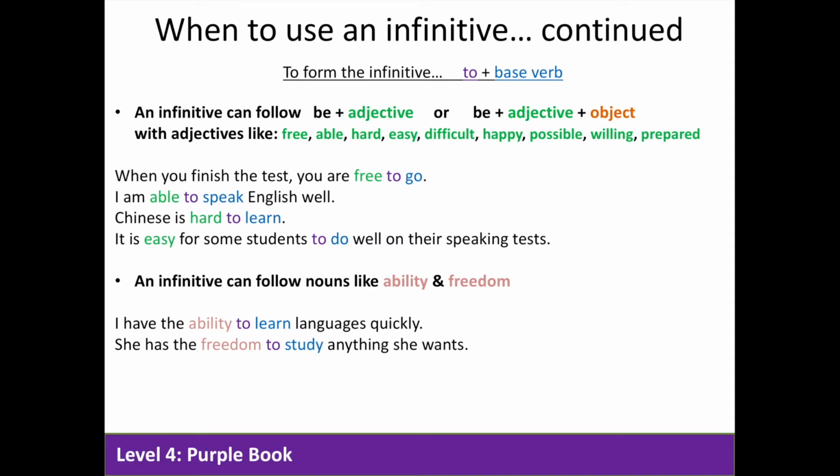One last rule, an infinitive can follow nouns like ability and freedom. Some examples, I have the ability to learn languages quickly. She has the freedom to study anything she wants.